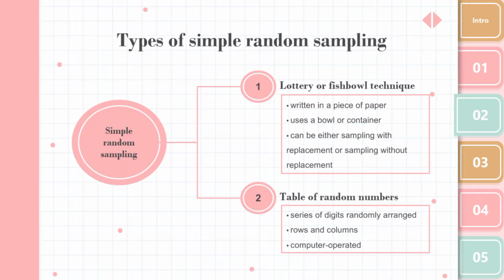The other type is table of random numbers technique. In this technique, there is a series of digits randomly arranged in rows and columns. The sample is then chosen by a computer.